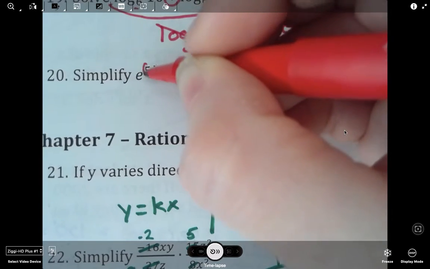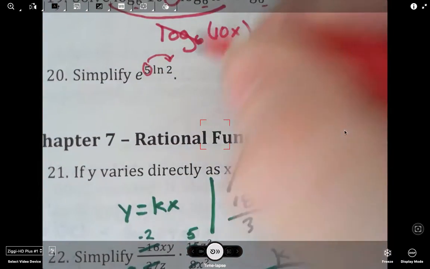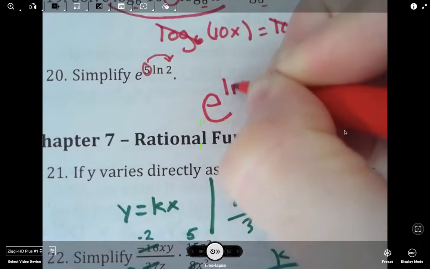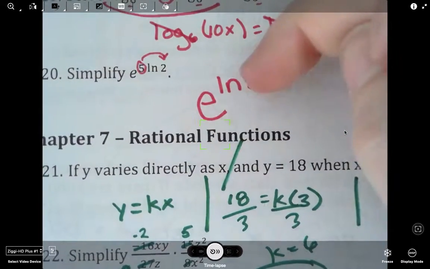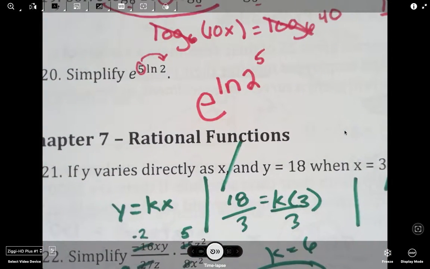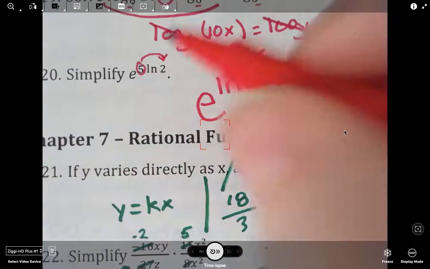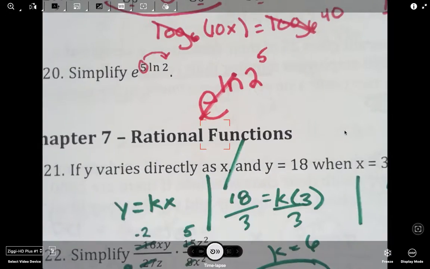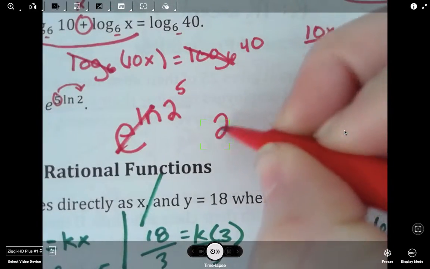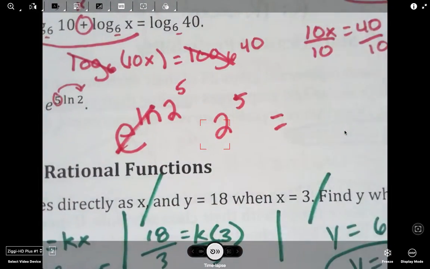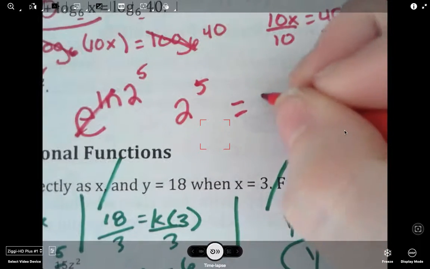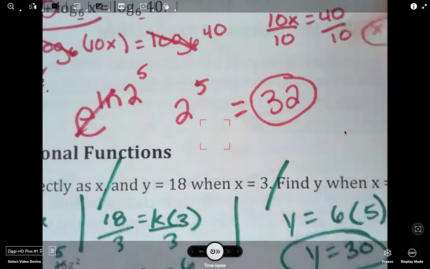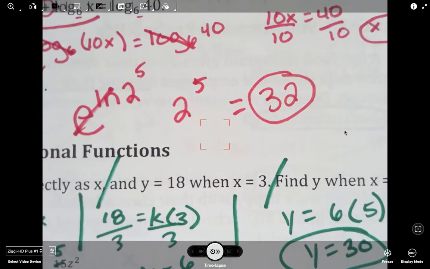But what I can do is I can move him to the back, okay? So he looks like this. E to the ln of 2 to the 5th power. So we've got like an exponent and then an exponent on top of that. But those two cancel out with each other real quick, and then it makes 2 to the 5th power, which is just 2 times 2 times 2, 5 times. 32 is the answer to that. Holy cow, that was speedy fast.